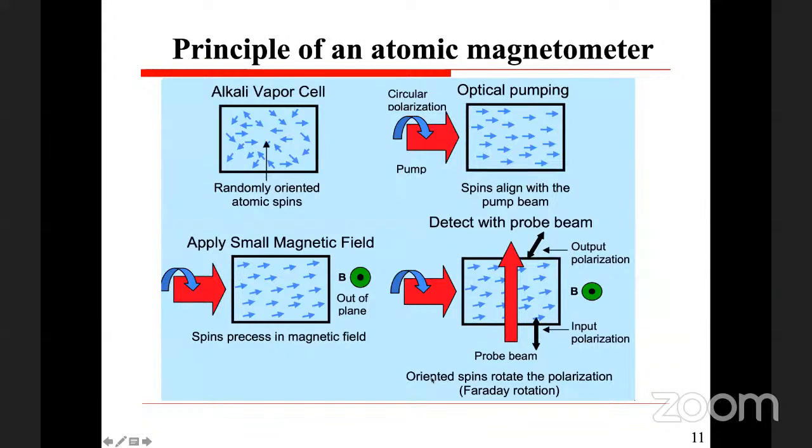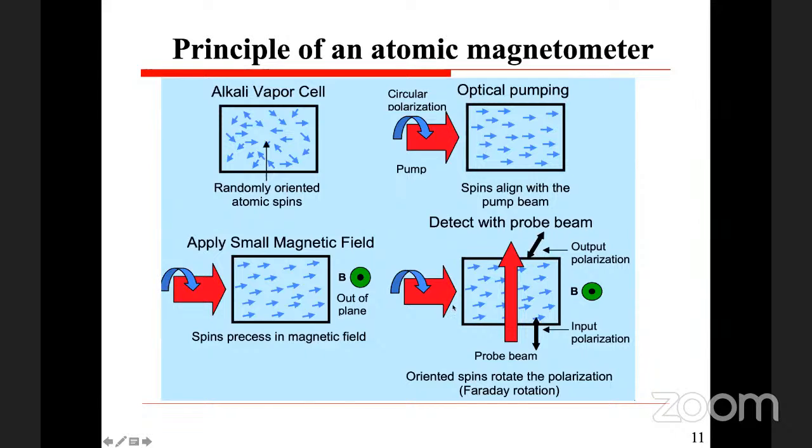So let me introduce the principle of the atomic magnetometer. Usually we use a glass cell containing a droplet of alkali atoms, which is heated to produce a high pressure alkali vapor. Then we apply a circularly polarized pump laser through the atoms and align nearly all of the electron spins along the pump laser. Then we apply a small magnetic field. This field is usually what we want to measure. Because of the Zeeman interaction, it will reorient the electron spins.